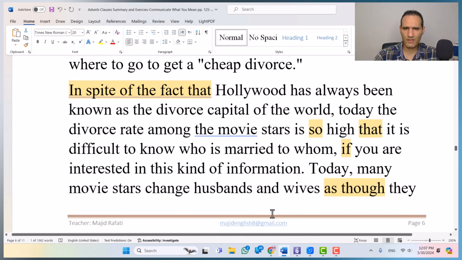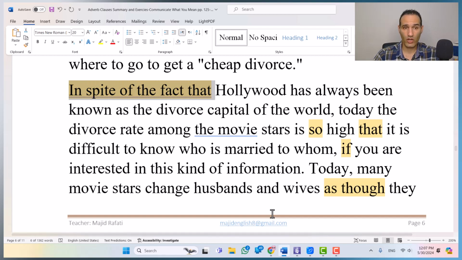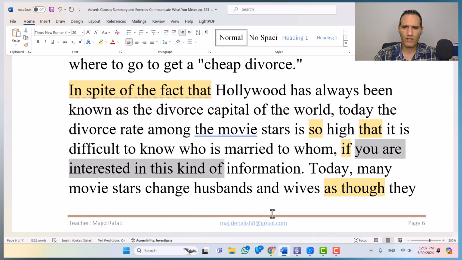Paragraph 2: In spite of the fact that, adverb clause of contrast, Hollywood has always been known as the divorce capital of the world. Divorce capital. Beautiful. Today, the divorce rate among the movie stars is so high that, so adjective that, adverb clause of result, it is difficult to know who is married to whom. If, condition, you are interested in this kind of information.